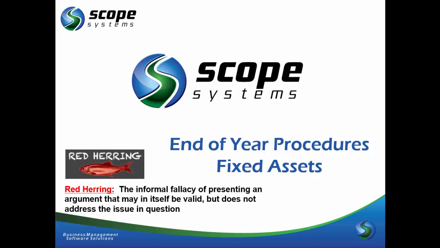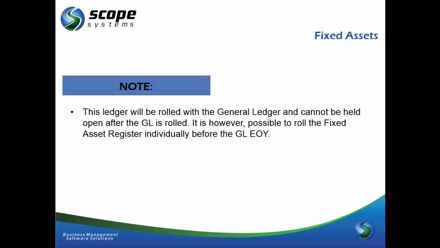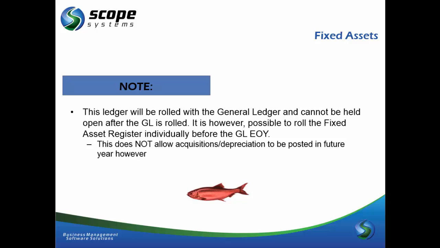This brings us to fixed assets, another red herring. This ledger will be rolled with the general ledger and cannot be held open after the GL is rolled. It is, however, possible to roll the fixed assets register individually before the general ledger end of year. This does not, however, allow acquisitions or depreciation to be posted in future year.